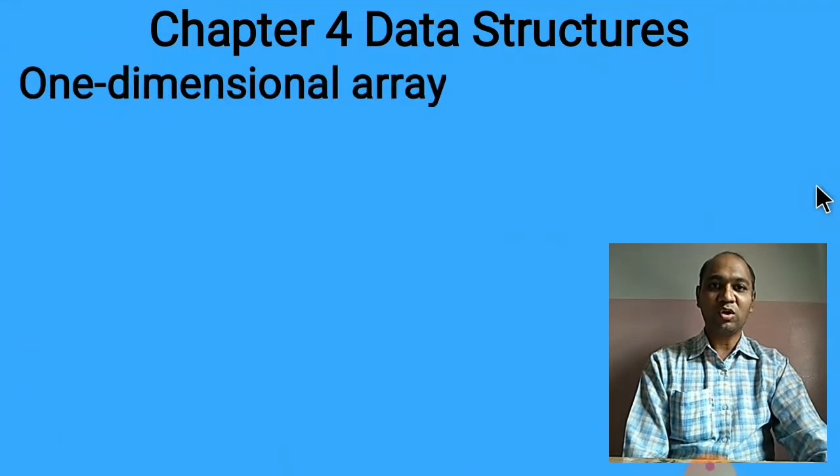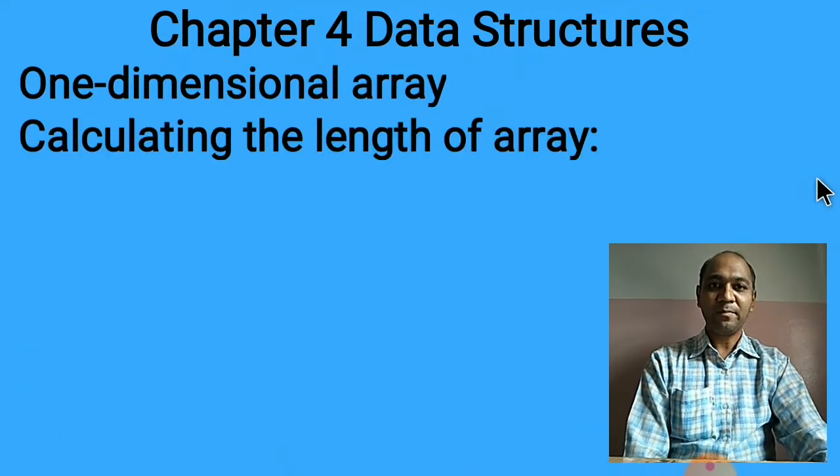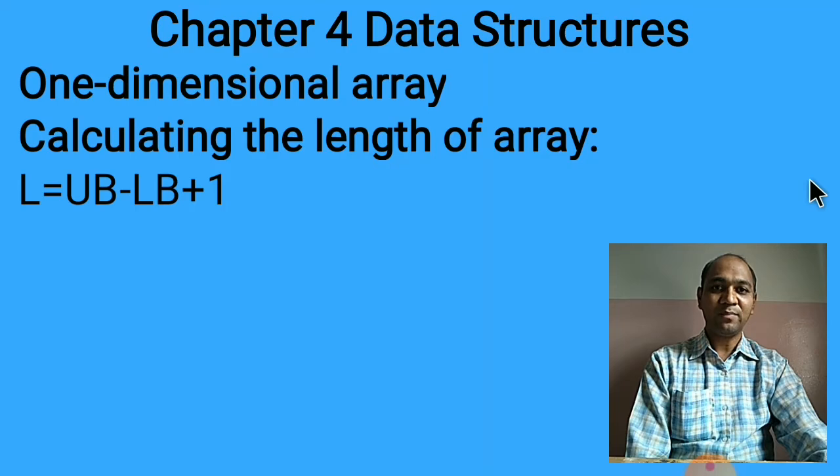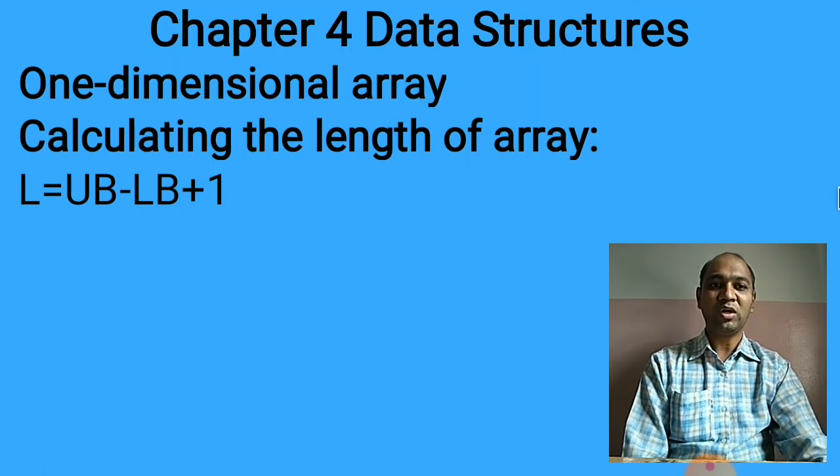Okay. Next we'll move on to one-dimensional array, calculating the length of array. So how to calculate the total length of array? Let us take L = UB - LB + 1. L is length of array, UB means upper bound minus lower bound. Here lower bound is always 0, plus 1. Why plus 1? Because always index number starts from 0. Hence we are going to add plus 1 to get the exact length of the array.